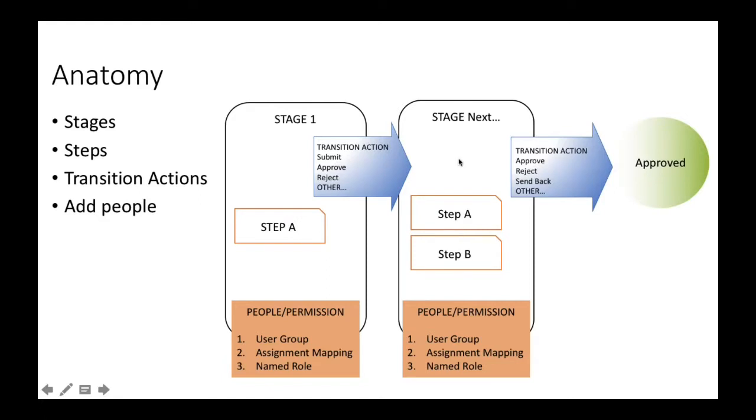The things that are happening in stage 2 here, stage next, cannot happen until stage 1 has been crisply exited through a transition action. Think of a brick wall between stages. And you can't get from one stage to another unless you use a transition action, which would be a submit, an approve, or reject. You saw some of those in my earlier example.